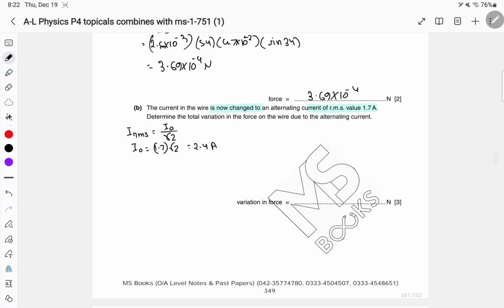So the force, what will be the force? What will be the new force?